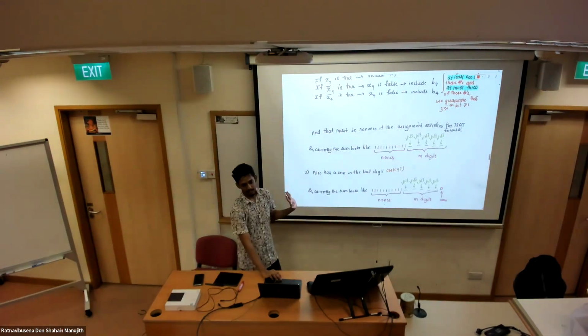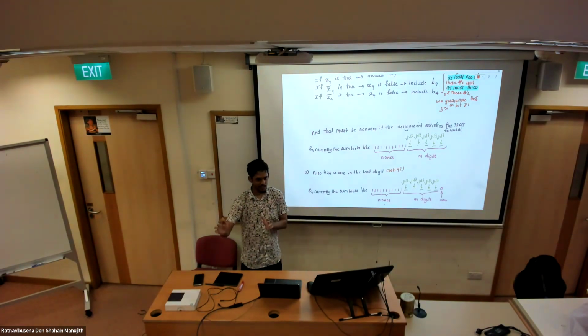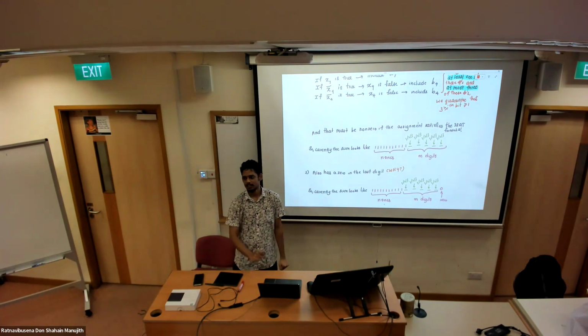So this number is n plus m plus 1 bits. The n at the front corresponds to variables, m corresponds to clauses, and there's a 0 at the end. Is that clear? Good.